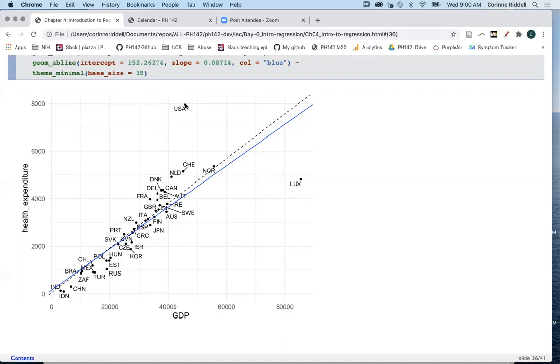But because the US and Luxembourg are outliers in just one direction, the US is an outlier in terms of its health expenditure, and Luxembourg is an outlier in terms of its GDP, they become influential points because the line is trying to minimize the distance between them and the line of best fit. And because their distance from the line of best fit is so far, they have a greater pull on the slope of the line than these other countries.